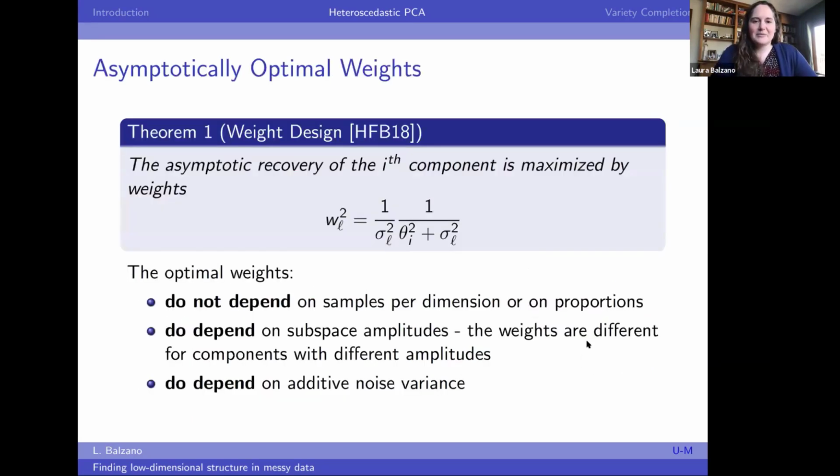So here's the theorem that we came up with. We found that the weights that maximize this recovery are given here. So first 1 over the noise variance, but then multiplied by another term, which involves this signal amplitude theta and the noise variance again. So we saw, interestingly, that these optimal weights didn't depend on the samples per dimension or on proportions. Like if you have tons of very noisy data, it doesn't change the weight that you would use. But they do depend on the subspace amplitude. So that means since theta i is different for every component, then you have to change the weights in order to recover each component. And they also depend on the additive noise variance, which we expected.